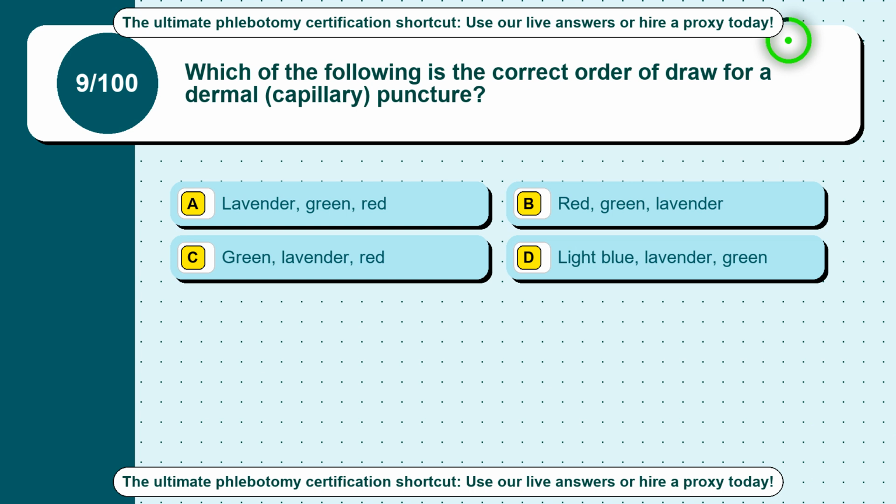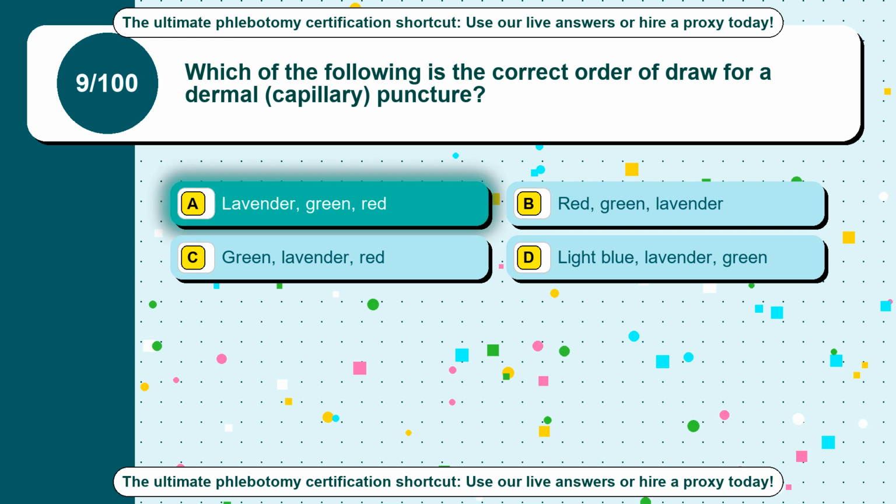Question 9. Which of the following is the correct order of draw for a dermal, capillary, puncture? Option A. Lavender, green, red. Option B. Red, green, lavender. Option C. Green, lavender, red. Option D. Light blue, lavender, green.